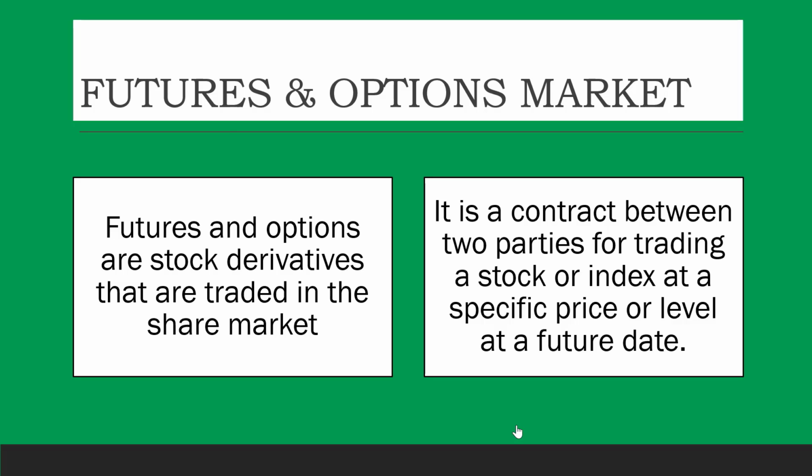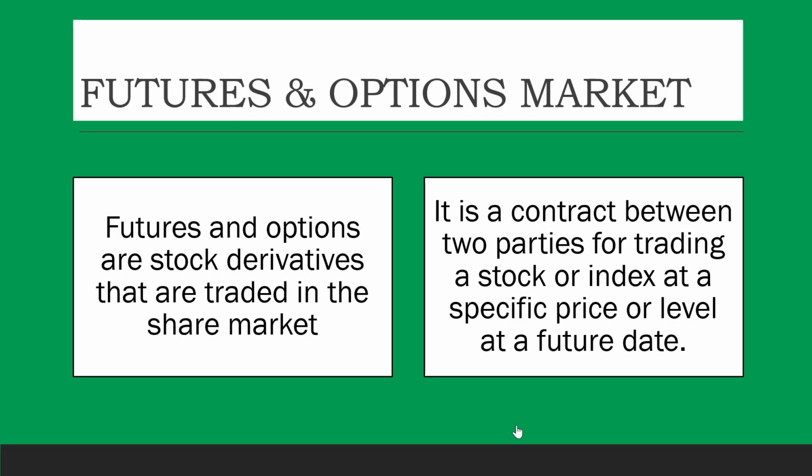Futures and options market. Futures and options are stock derivatives that are traded in the share market. It is a contract between two parties for trading a stock or index at a specific price or level at a future date. So basically, futures and options are stock derivatives that are traded in the share market. So you go to the share market to enter into these contracts. Whether you enter into a future contract or an option contract, these are derivatives. For that, you have to go to the stock exchange.